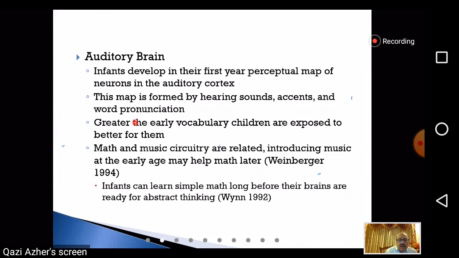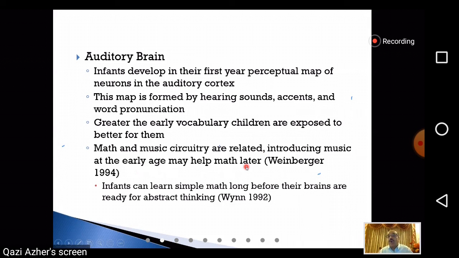All right, let's see, math and music. This is very interesting. When I was in high school, they did not let me listen to the radio. In college, I used to listen to music and do mathematics. Now I understand why. Math and music circuitry are related. Introducing music at an early age may help math later.